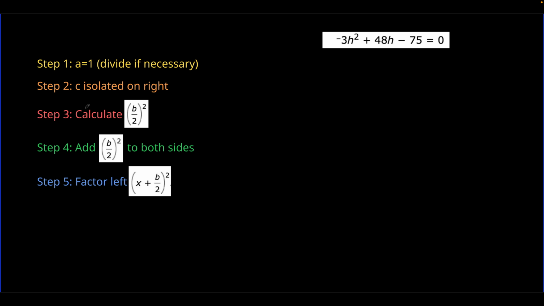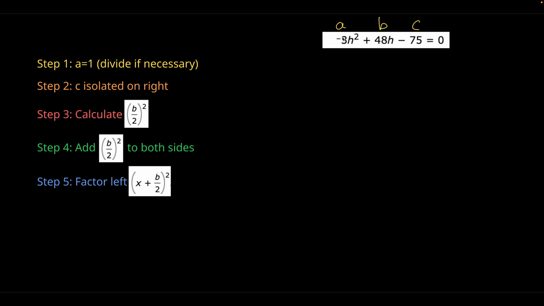Here we go. Completing the square is sort of an algebraic trick. It's good for circles. It's good for quadratics. Here are the steps 1 through 5. I've got them color-coded, so we're going to use the colors here. Step 1 says a must equal 1. You divide if necessary. A is always the number in front of the squared term. So here, a is -3, b is the next number, c is the number by itself.